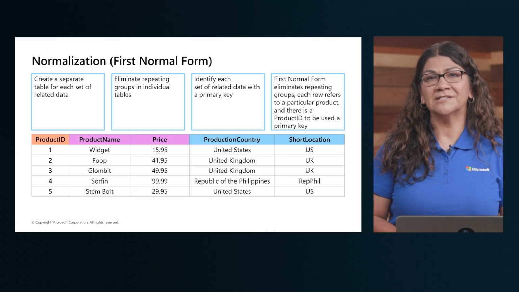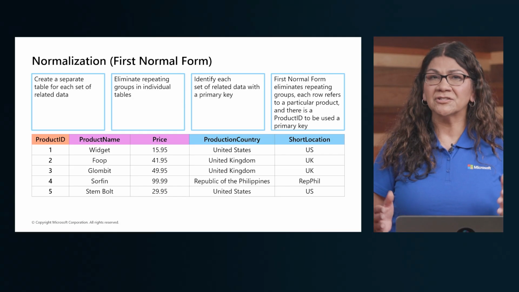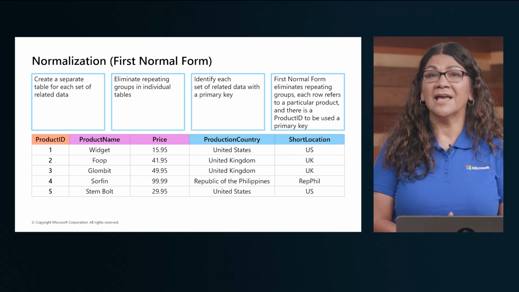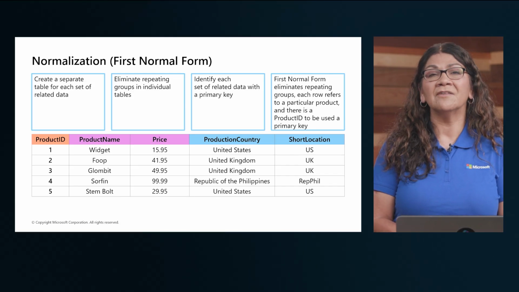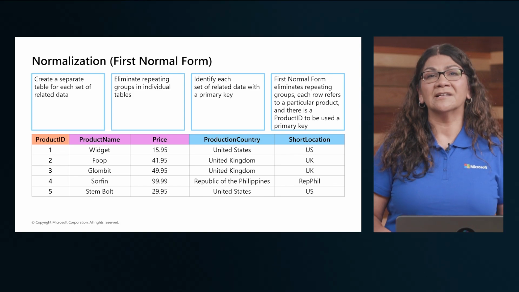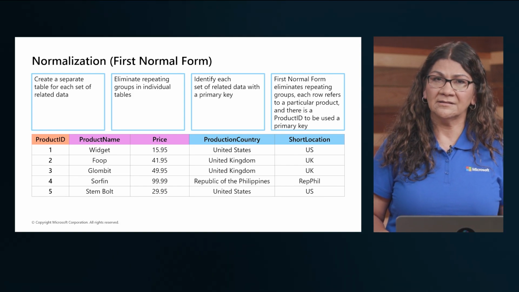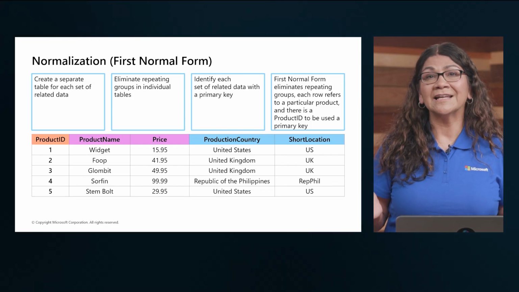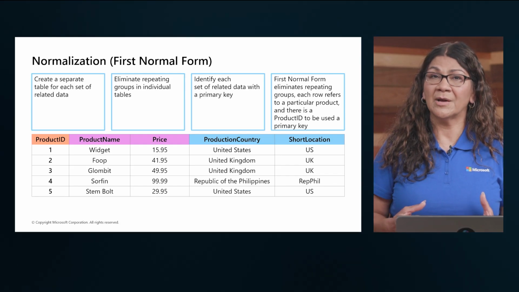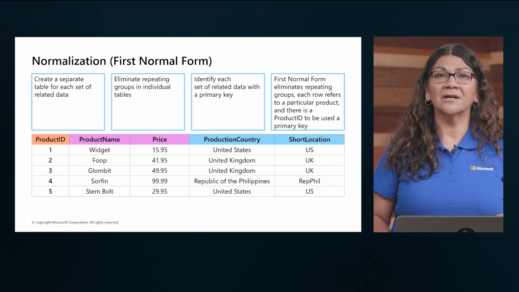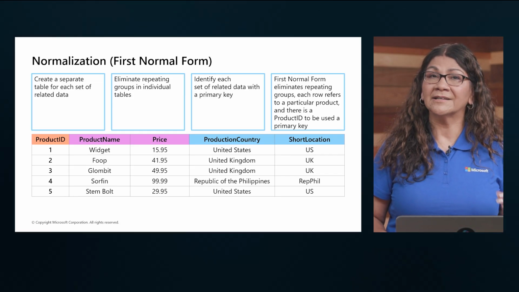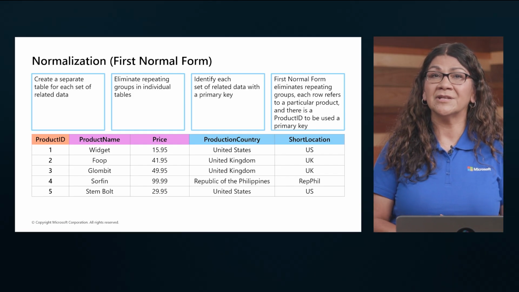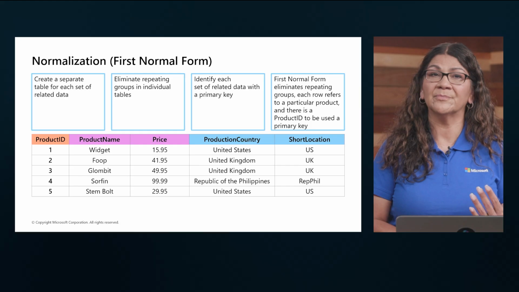The first normal form in database normalization, which is a foundational step in organizing relational databases, is to reduce redundancy and improve data integrity. It emphasizes three key principles: creating a separate table for each set of related data, eliminating repeating groups within individual tables, and identifying each set of related data with the primary key. The example table here demonstrates how each product is uniquely identified by a product ID, ensuring that each row contains unique values without repeating itself.